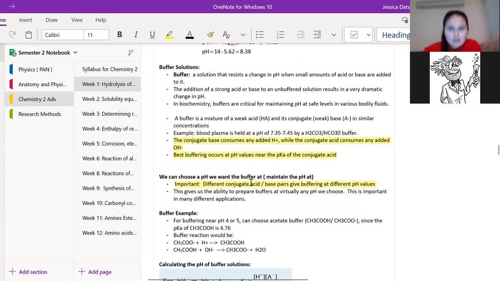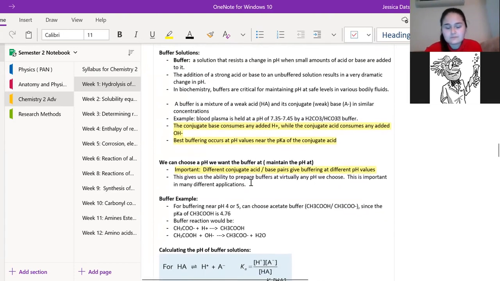Buffers. Do you know what a buffer is? I think I got a brief explanation of what they are. All right. So it's pretty much when you have a solution which the pH won't change even though you're adding acids or bases to it. Yeah? So your blood is a buffer.